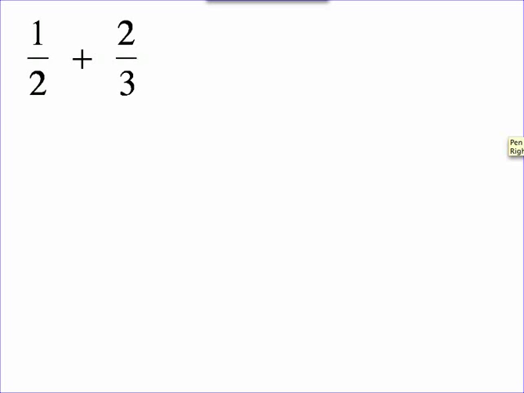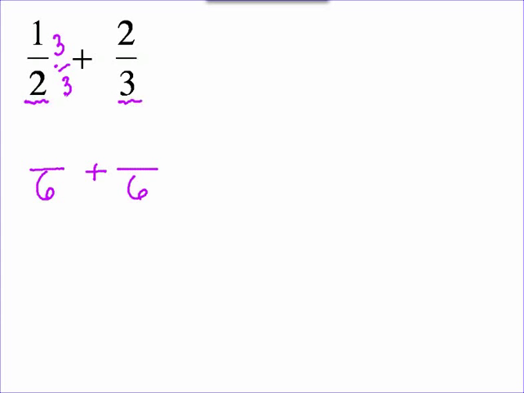This next one, though, the fractions aren't the same, so we're going to need to make them the same. I need to look at the denominators, 2 and 3. I need to find the smallest number that is divisible by both 2 and 3, and we already know that is 6. So I'm going to change each of those to sixths. I need to think, 2 times what gives me 6? 3. So I'm going to multiply by 3 over 3.